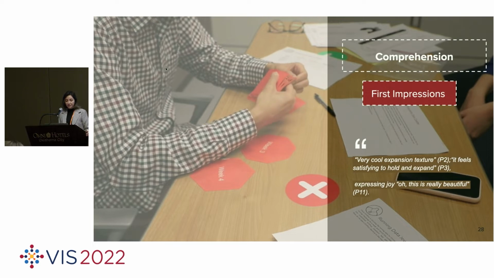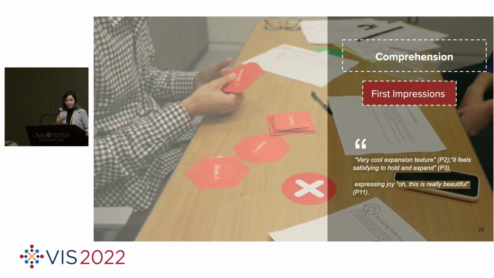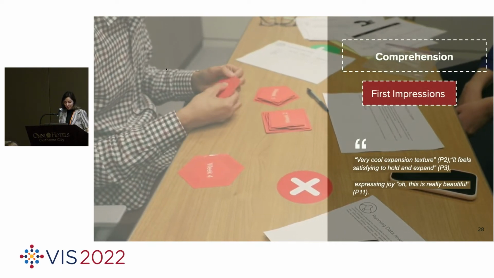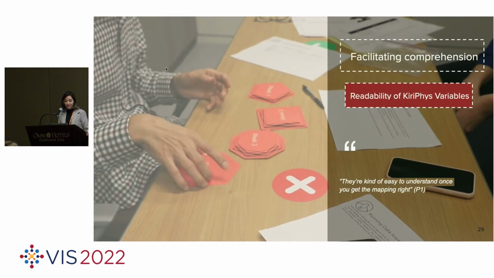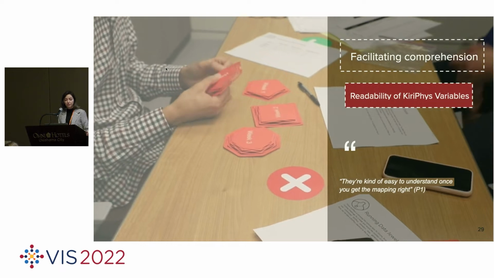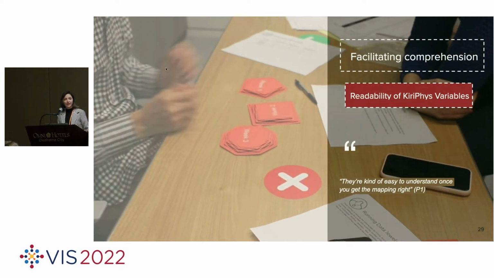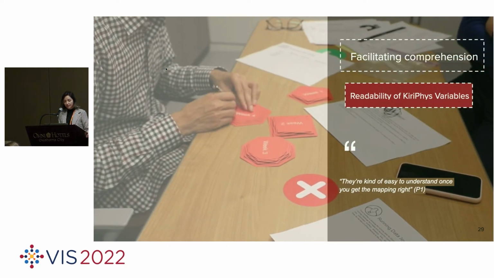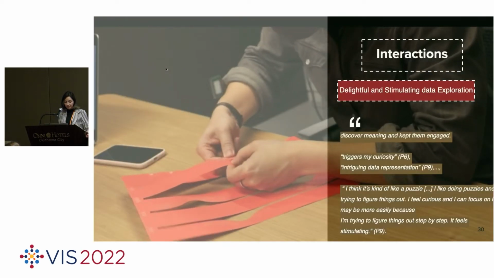Engaging with their first CareerFiz, all participants showed some positive reactions. For example, they said, very cool expansion texture. It feels satisfying to hold and expand. Also, this study allowed us to see how people understand different CareerFiz variables. We saw that while they need some initial learning, after that, the variables are readily understandable. For example, P1 said, they are kind of easy to understand once you get the mapping right.